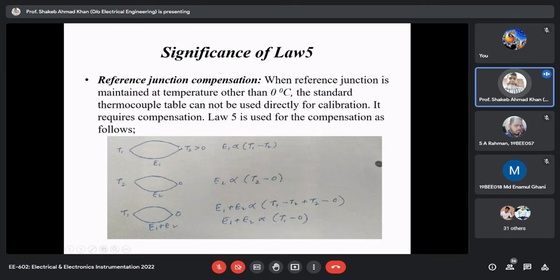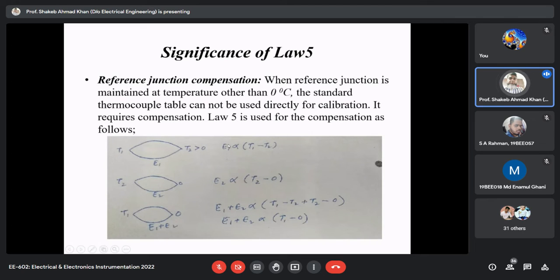So you know T2. Now what will we do? We will go to the table of the same thermocouple and find the thermocouple output when one junction is maintained at T2, which is already known, and the other at 0 degrees Celsius. Is it fine to all of you? So we'll note it down. That is, E2 is directly proportional to T2 minus 0. This value we will get from the table. Is it fine to all of you?